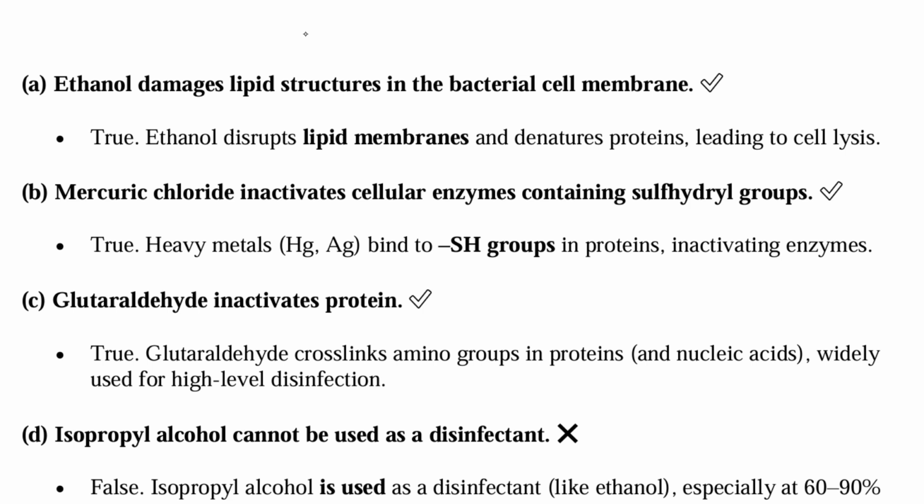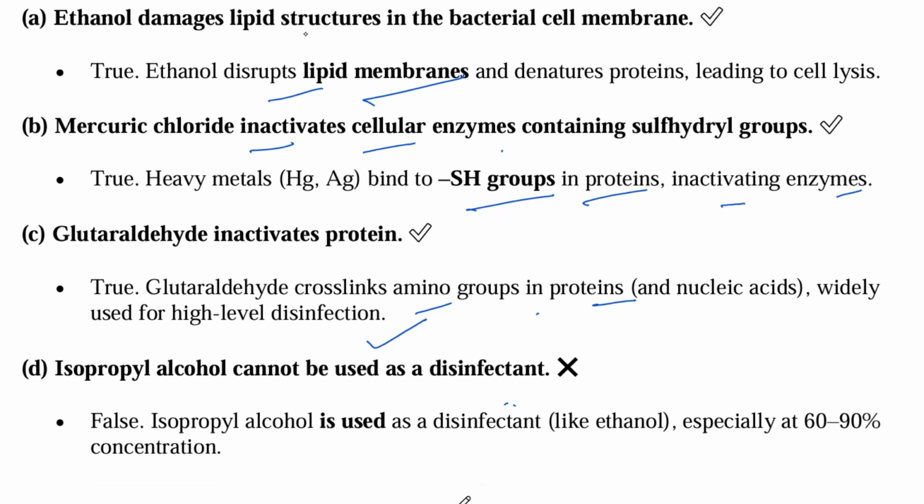Ethanol disrupts lipid membranes, mercury chloride inactivates cellular enzymes, and it binds the SH group in proteins. That means it is simply inactivating enzymes. Third one is, it cross-links amino groups in proteins, and it is widely used as a disinfectant. And the last statement about isopropyl is false, because we are using it widely, as 60 to 90% concentration of alcohol is used as a disinfectant. So option D was incorrect because it was correct.